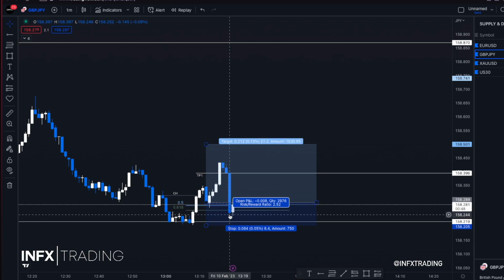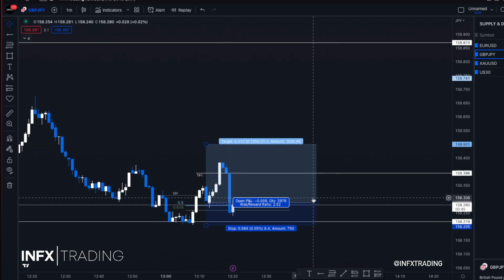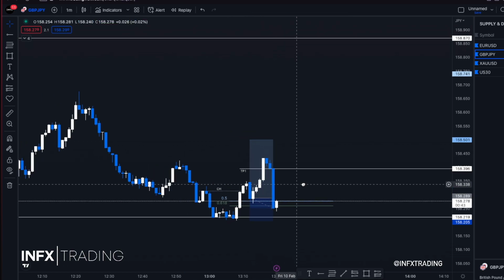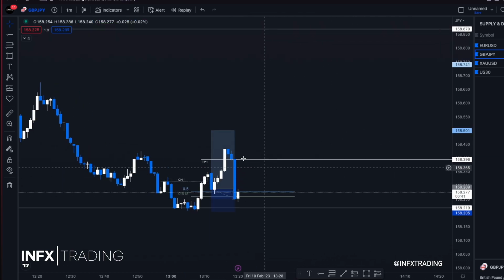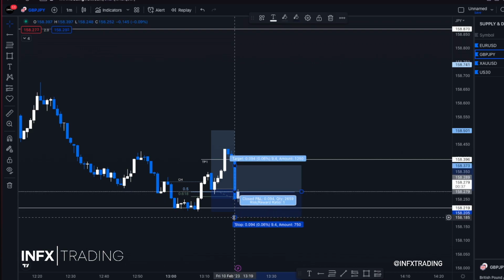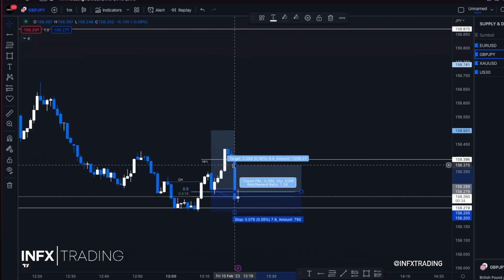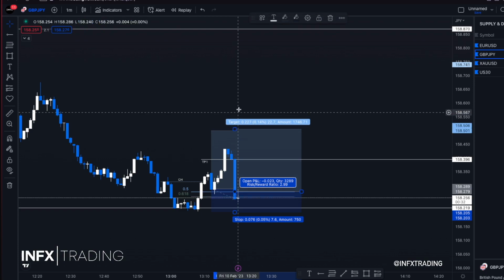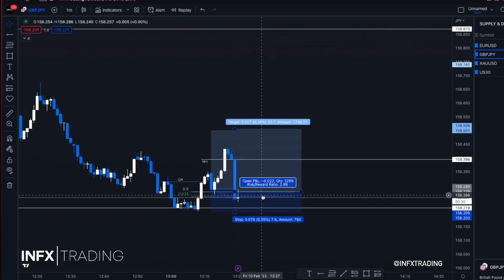Now that we filled this fair value gap, we could potentially get a second entry, and price could push up again. This would be quite a low risk entry here. I'm not really prepared to take it right now. I'm happy with that trade, but we could potentially go something like that and look for price to potentially make a new high.